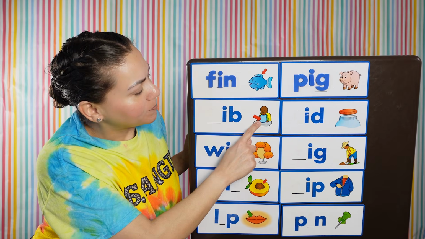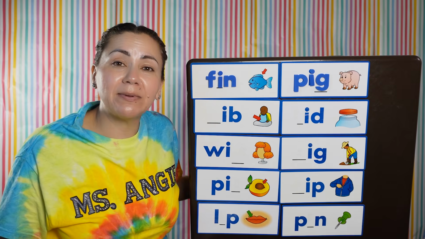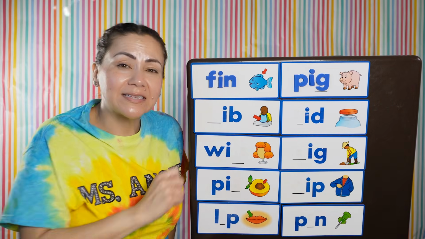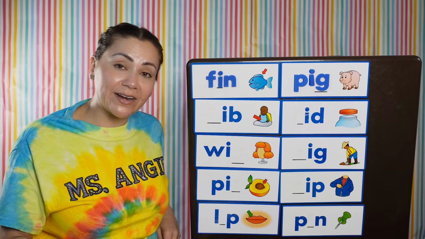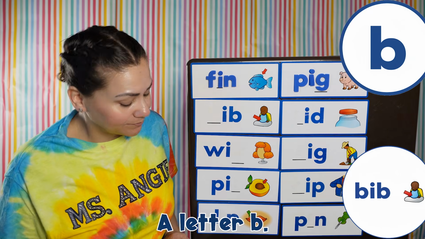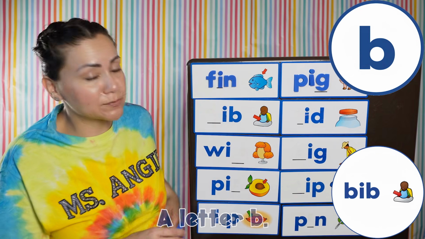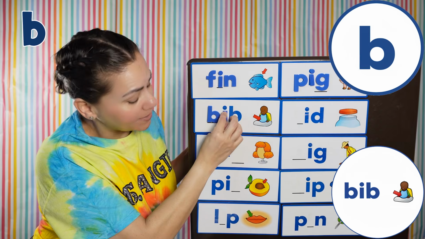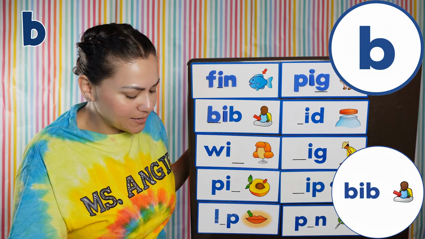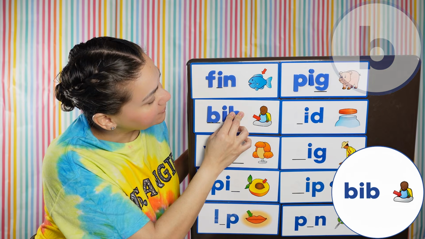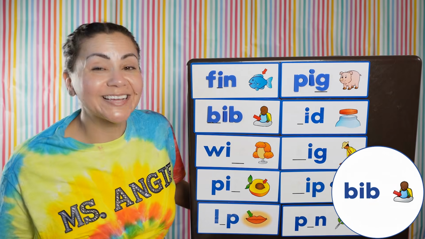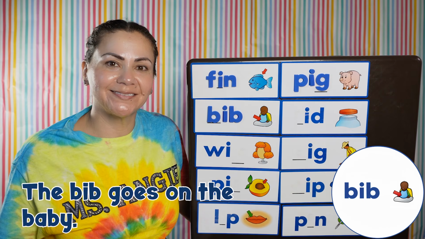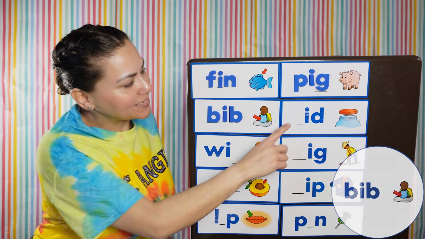Okay, let's keep going. Here we have a picture. The arrow's pointing to the baby's bib. That's right. But here, the word is missing a letter. Which letter is the word missing? A letter B. That's right, a letter B. Let's spell the word bib. Bib is spelled B-I-B. Now let's make a sentence with the word bib. Can you say, the bib goes on the baby? The bib goes on the baby. Good job.